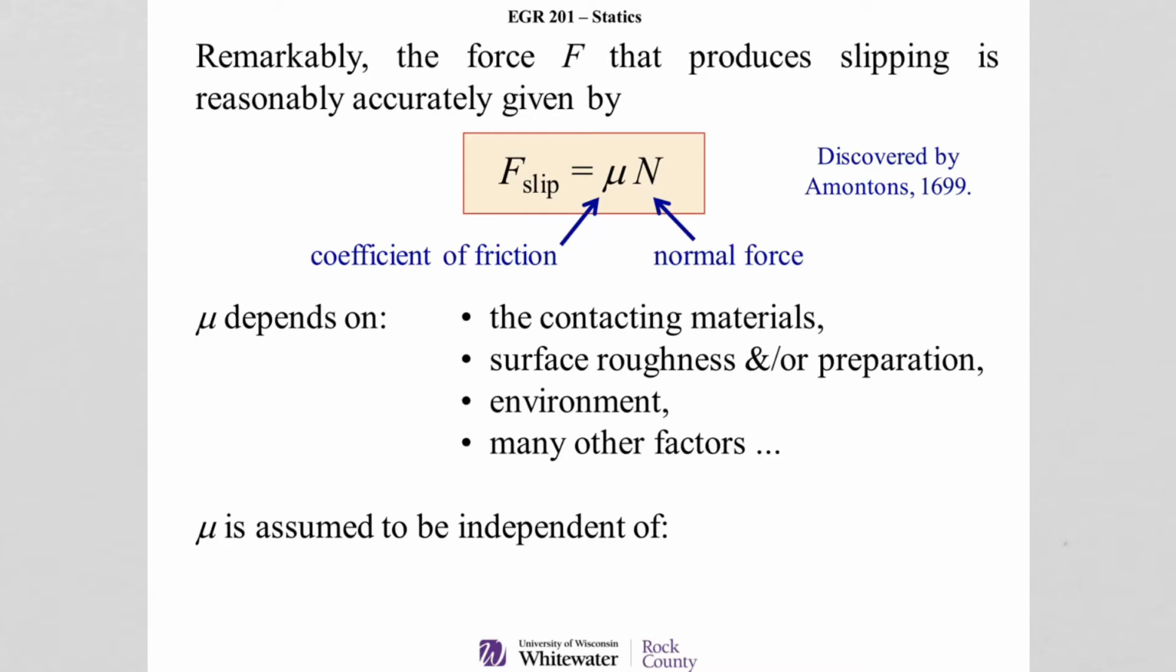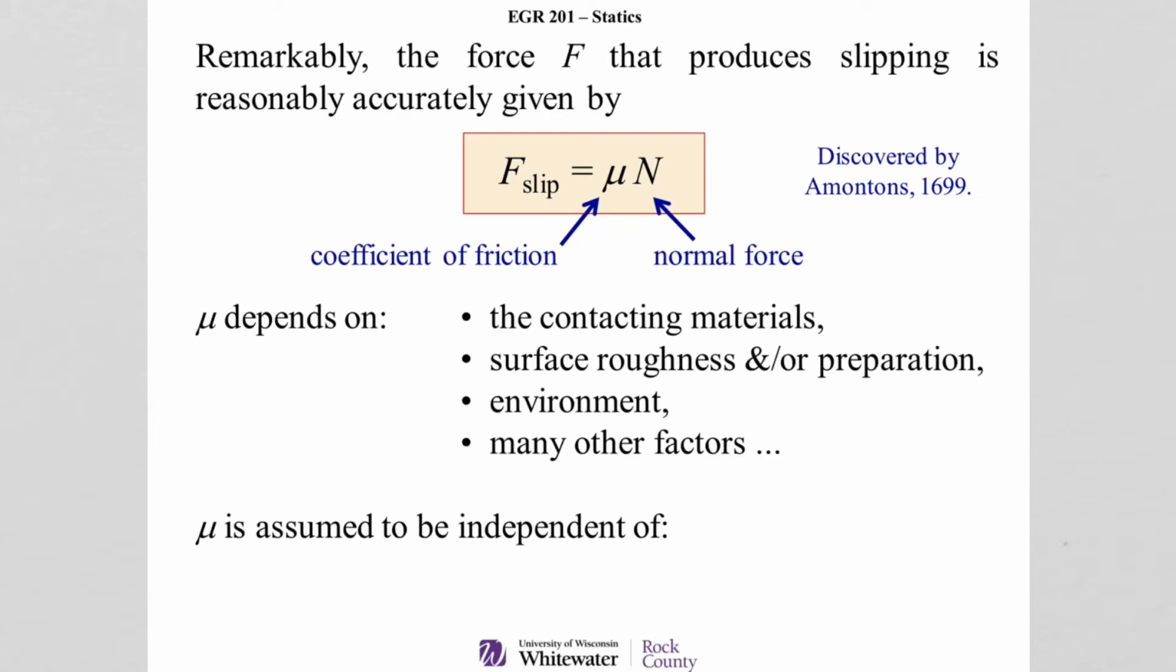It's very interesting to note that this friction force that produces slipping is reasonably accurate if we look at this equation: our friction force, or our slip, is equal to some coefficient of friction times that normal force. And this was discovered way back in 1699.